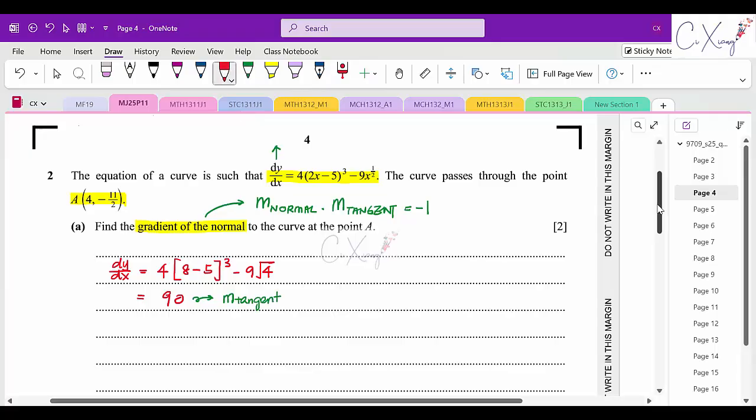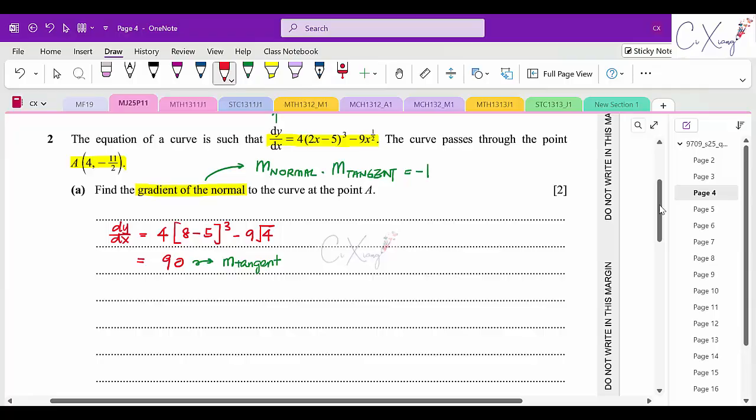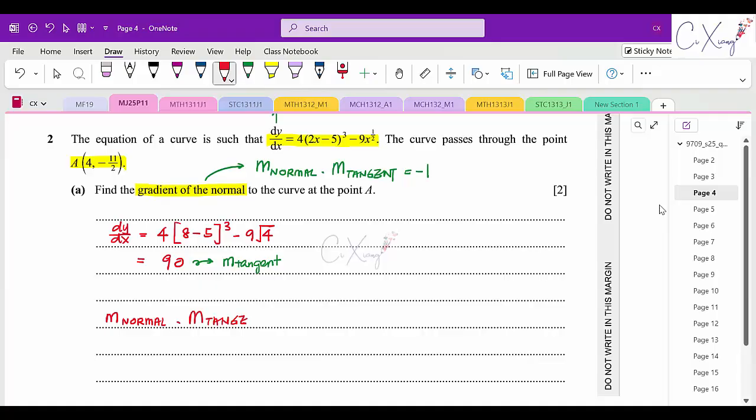And like what I mentioned just now, we are going to use the result where the gradient of normal and also the gradient of tangent multiplied together should be equal to negative 1. And from here, very easily, you can see that the gradient of normal should be equal to negative 1 over 90. So this is what we have for the gradient of the normal.